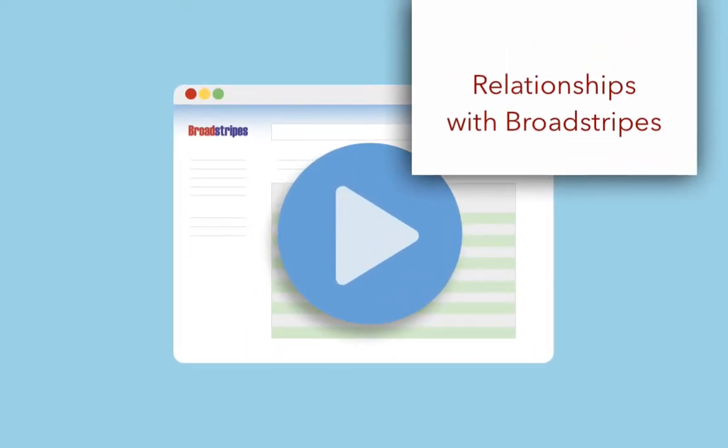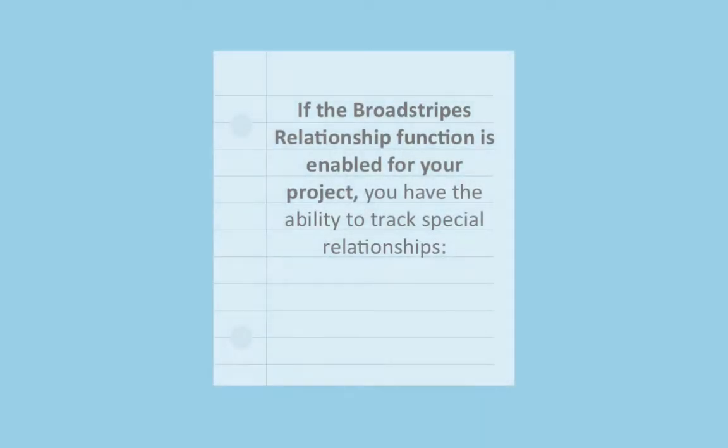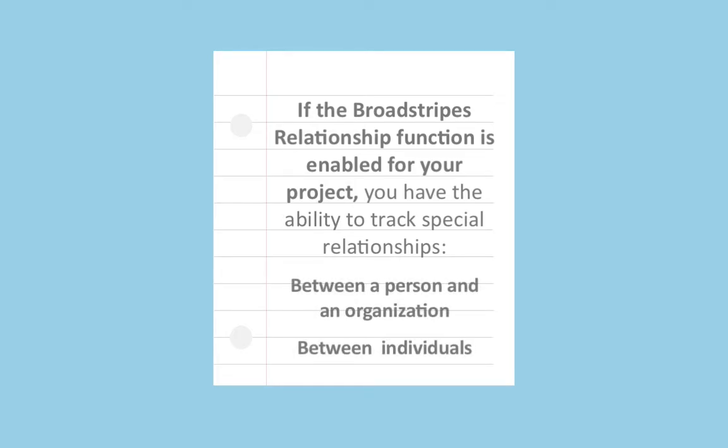Welcome. In this video, we're going to look at the relationships function in Broadstripes. If the Broadstripes relationship function is enabled for your project, you have the ability to track special relationships between a person and an organization or between two individuals.